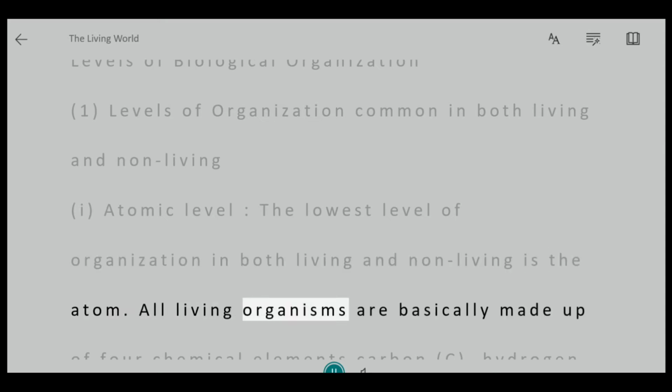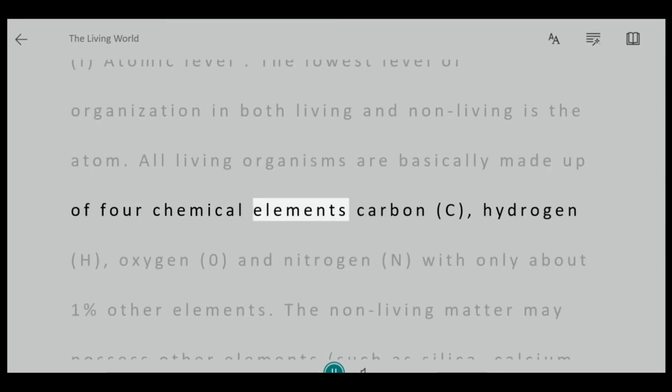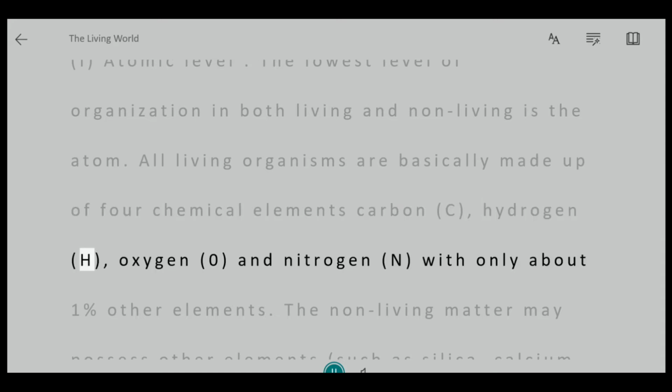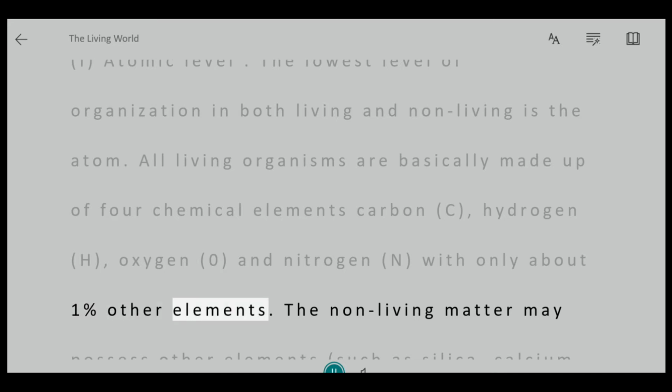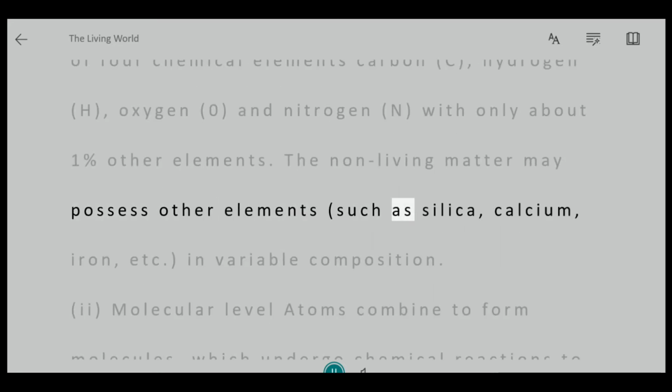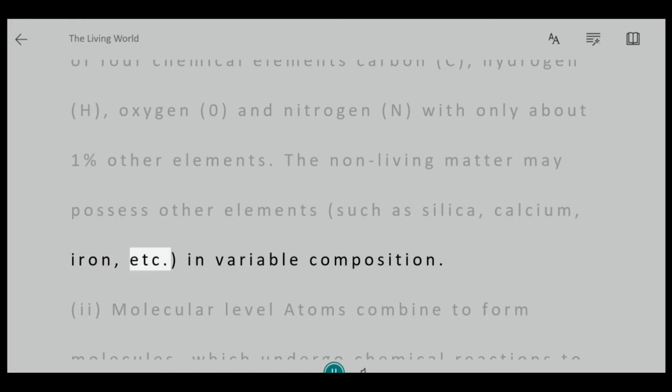All living organisms are basically made up of 4 chemical elements: carbon, C, hydrogen, H, oxygen, O, and nitrogen, N, with only about 1% other elements. The non-living matter may possess other elements, such as silica, calcium, iron, etc., in variable composition.